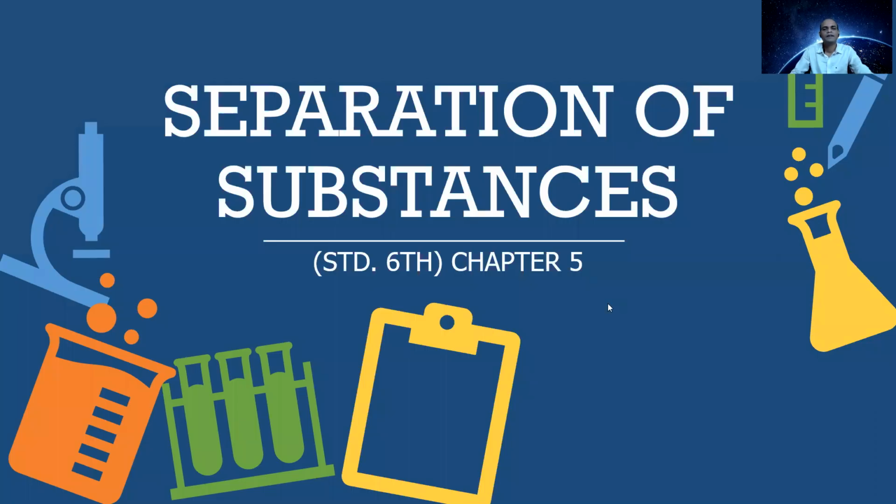In this topic, we're going to discuss how we can separate certain things which are liquid, which are solid, and which are miscible, which are immiscible. So many things are there. So let's explore this topic. Okay, let us go here. Now, welcome to separation of substances, which is chapter 5 of standard 6.